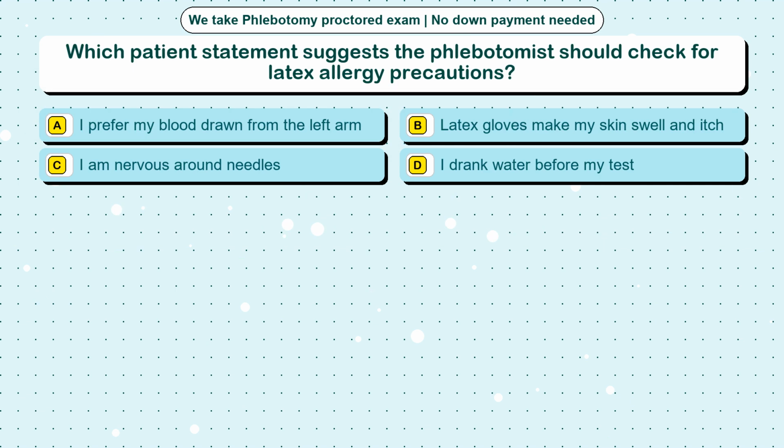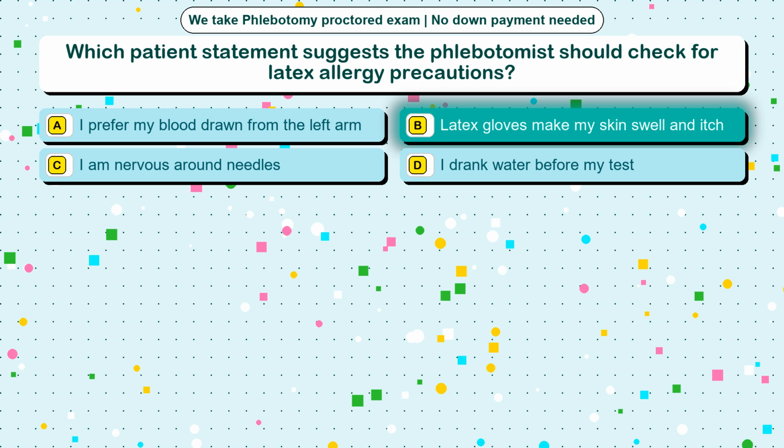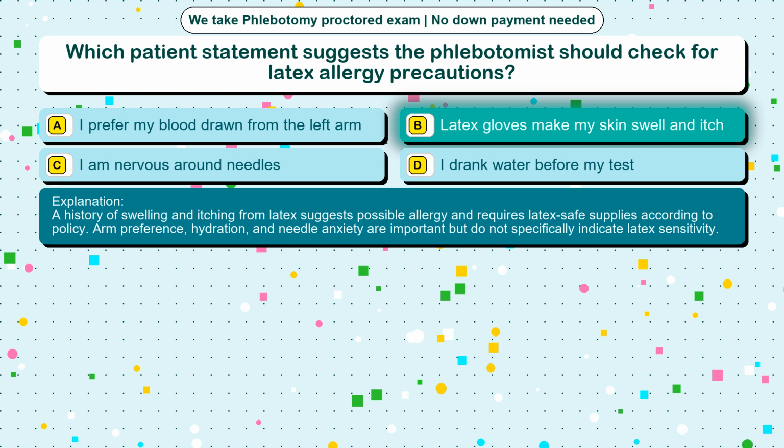Question 51. Which patient statement suggests the phlebotomist should check for latex allergy precautions? Option A, I prefer my blood drawn from the left arm. Option B, latex gloves make my skin swell and itch. Option C, I am nervous around needles. Option D, I drank water before my test. The correct answer is option B, latex gloves make my skin swell and itch. A history of swelling and itching from latex suggests possible allergy and requires latex-safe supplies according to policy. Arm preference, hydration, and needle anxiety are important but do not specifically indicate latex sensitivity.